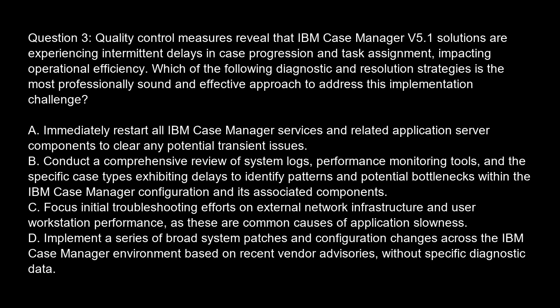Option C. Focus initial troubleshooting efforts on external network infrastructure and user workstation performance, as these are common causes of application slowness. Option D. Implement a series of broad system patches and configuration changes across the IBM Case Manager environment based on recent vendor advisories, without specific diagnostic data.